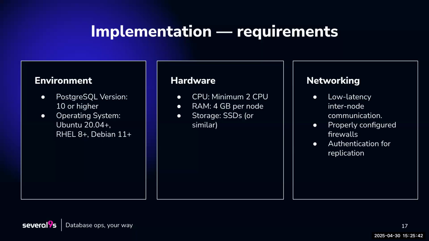And about hardware, CPU minimum 2 CPUs, also at least 4 GB of RAM per node. About the storage, SSD or something with good IOPS in case of intensive workloads. Then networking, low latency internode communication. This is good for the replication here. And a properly configured firewall and authentication, also for the replication. These are the basic requirements.